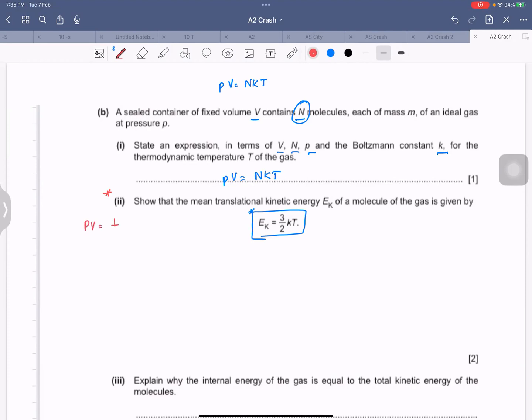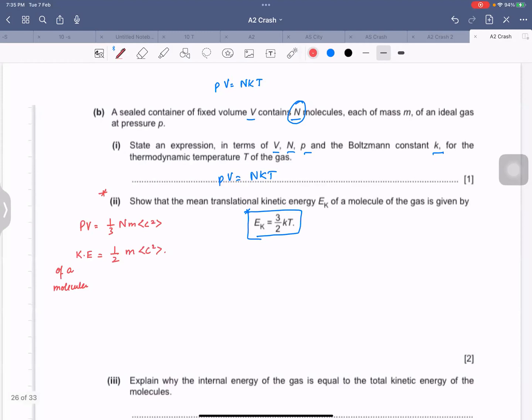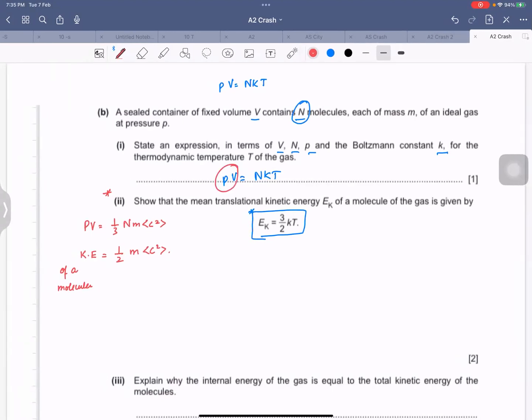So the thing is that PV is equal to 1 by 3 nmc square. And we have learned previously that the kinetic energy of a molecule is given by half mass of molecule and the mean square speed. Is that clear, everyone? This is same as half mv square, okay? Fahad, late. Okay, now what you're gonna do is you are gonna put this expression right here into this one.